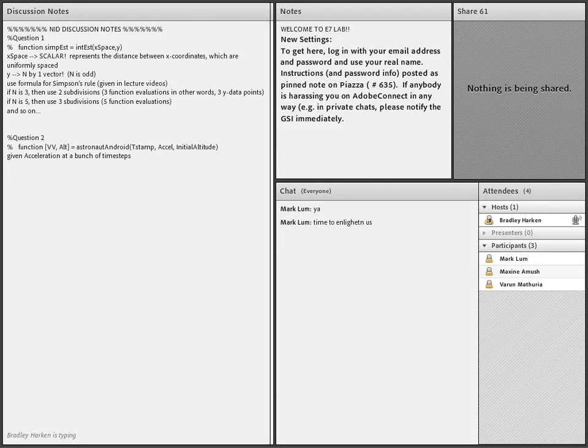The acceleration is read from the accelerometer. And t-stamp, keep in mind here, is a vector, so it's an array. T-stamp and accel go together in that t keeps track of time and accel keeps track of the acceleration at every single time step. The initial altitude corresponds to the original point. So in this function we have a rocket, and it is going straight up.